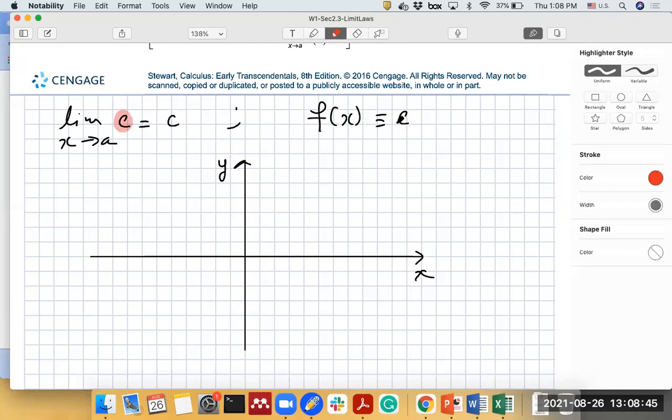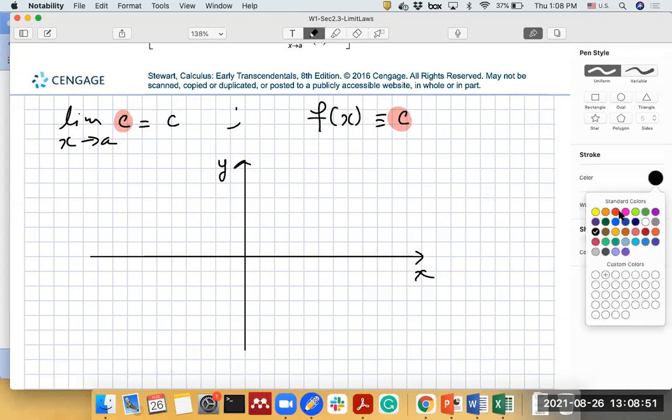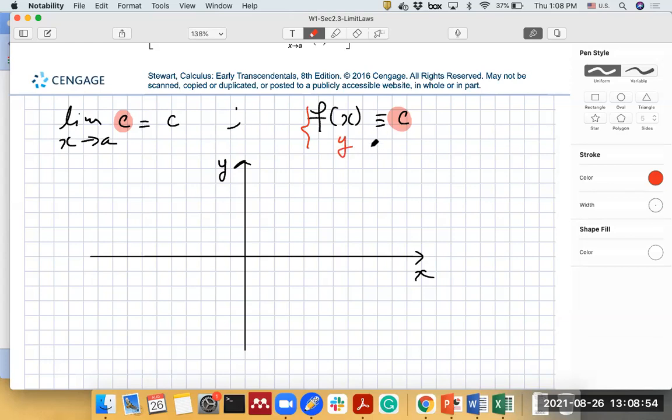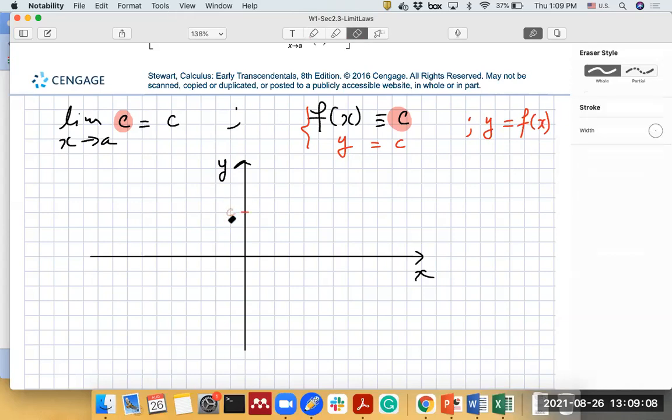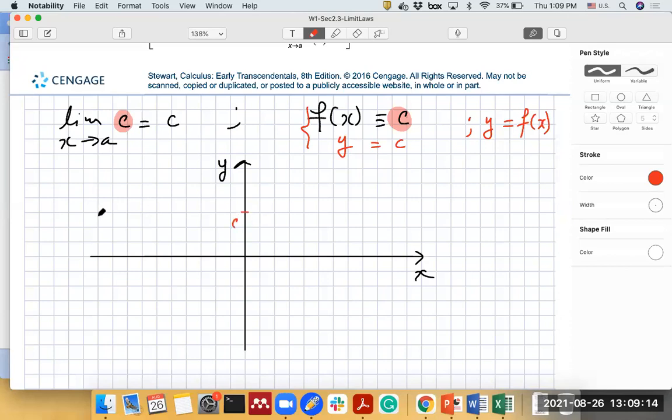And what is the graph of this function? Sometimes we write it as y is equal to c. In this case, y, or sometimes we say y is f of x, they're the same thing. So if this is c, what does the graph of the function f of x equal to c look like? Yes, the horizontal line here. This is the line y is equal to c, right? This is the graph of this constant function.